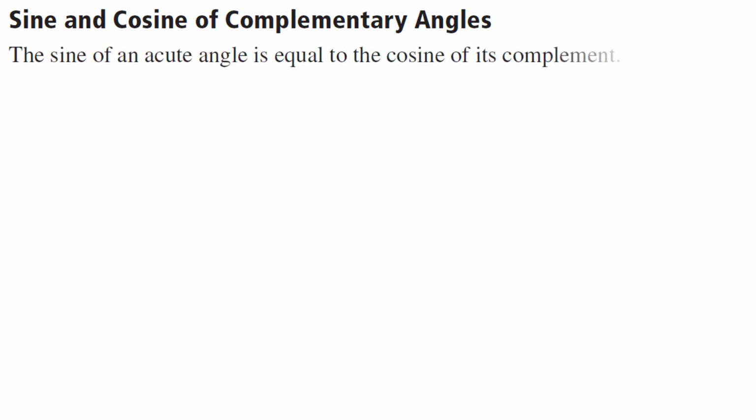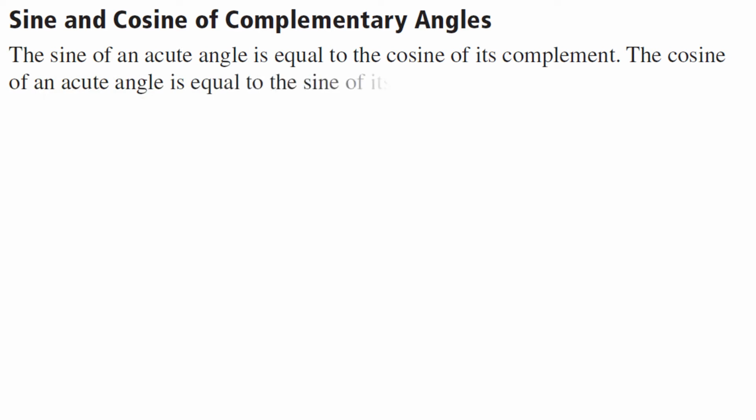The sine of an acute angle is equal to the cosine of its complement. That's not a coincidence. It has to happen. The cosine of an acute angle is equal to the sine of its complement. That's why it was happening.